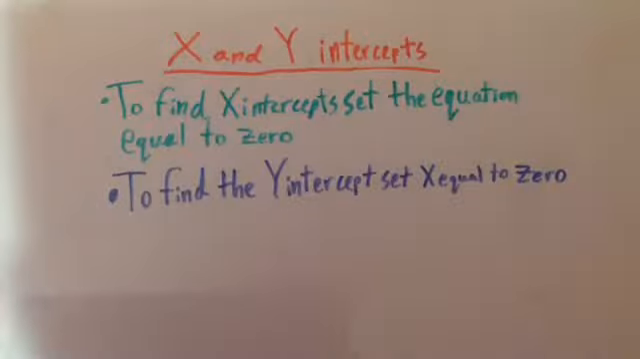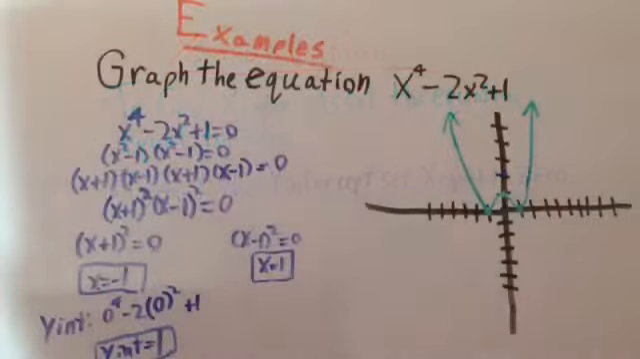X and y intercepts. To find the x-intercept of an equation, set the equation equal to 0. And to find the y-intercept of an equation, set x equal to 0. Example, graph the equation.